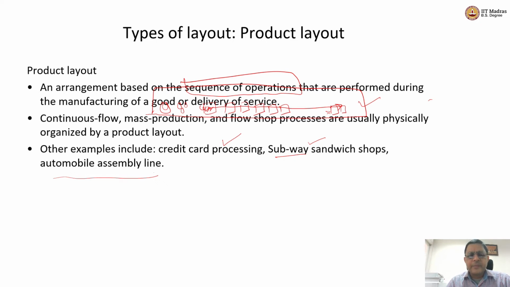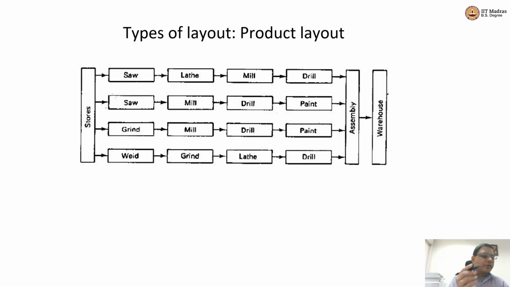So this is a pictorial representation of product layout. The raw material is picked up from the store. This is a typical manufacturing setup. It starts with a store, and then the saw is used, then the lathe, then the milling machine, then the drilling machine, and then the product is assembled and kept in the warehouse, right? So this is assembly line 1. This is line 1, right?